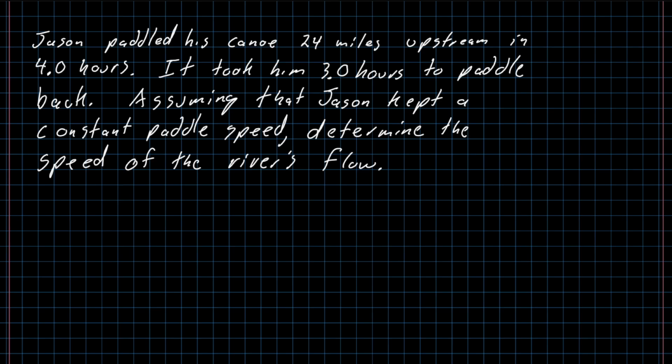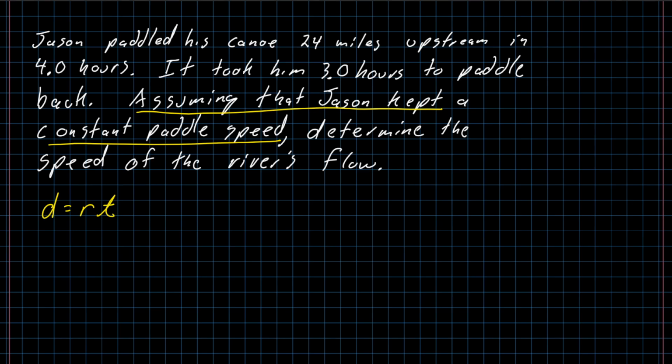So we need a couple of pieces of information. We need the rate formula. Distance is rate times time. Right? For anyone who is studying physics, assuming that Jason kept a constant paddle speed, that tells us, first of all, that this is the equation we can use. I've also got an implicit assumption. Let's assume that the river is flowing at a constant rate. That's actually a fairly good assumption for short periods of time.